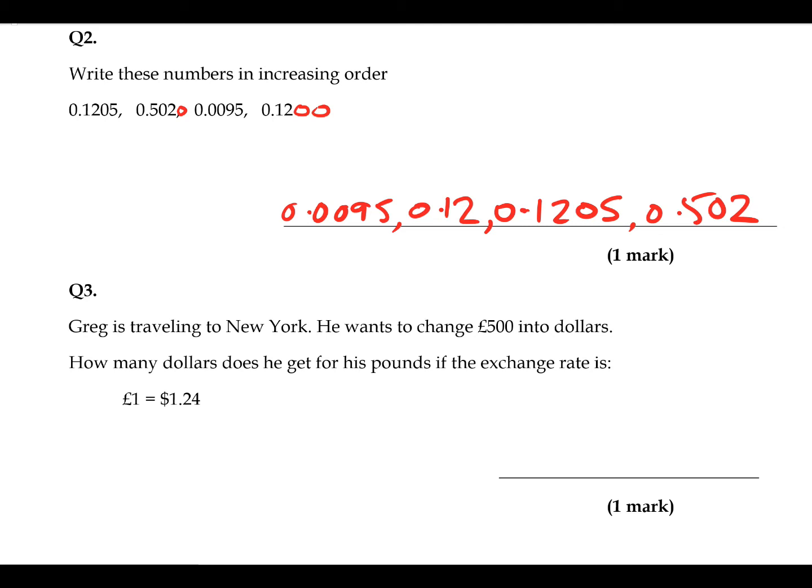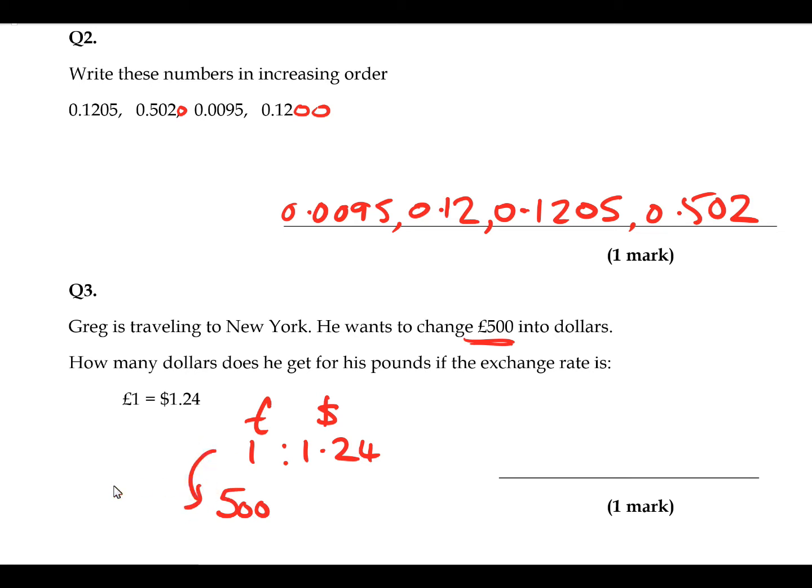Question 3. Greg is travelling to New York. He wants to change £500 into dollars. How many dollars does he get for his pounds if the exchange rate is £1 to $1.24? So we're doing a ratios question, and it's a parts ratio, and they've given us our strap line where £1 is $1.24. We've got £500 to change, so the pounds live under the pound side of our ratio.